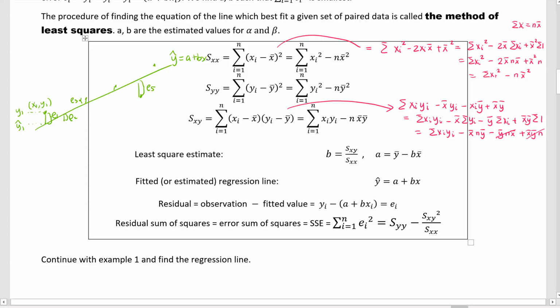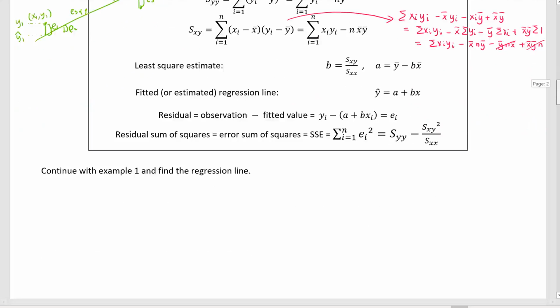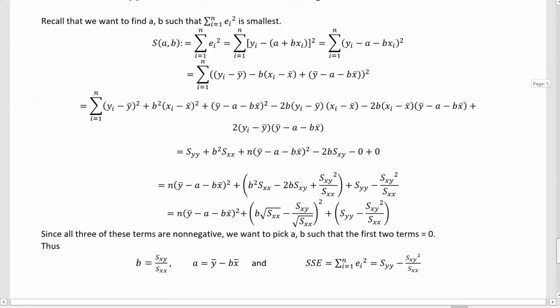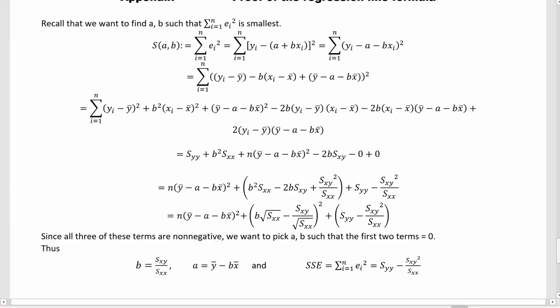How do we get this formula? Well, if you look at the last page of these notes, our goal is to have the sum of errors square smallest. So you can use some algebra to express the sum of the square in terms of this. Please look at this. This square is greater or equal to 0. This square is greater or equal to 0. So the only way to make it smallest is when the square is 0.